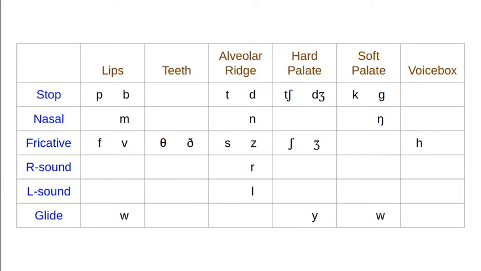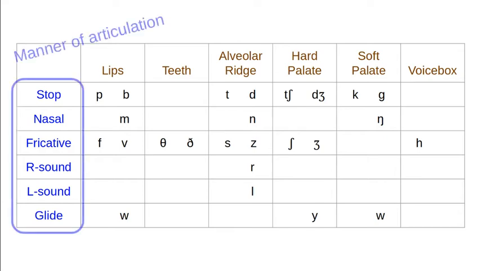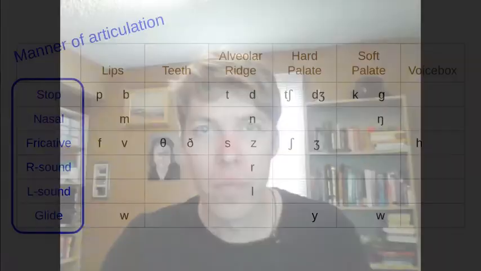Along the left edge, we see some other terms, and some of these are new to you in linguistics. Well, you know the word stop, but here we're using stop in a different way. Fricative and glide, these are going to be new terms. And so these are all what we call manners of articulation. They talk about how the constriction is made. So very quickly, a stop is made by completely closing off the vocal tract at the place of articulation.